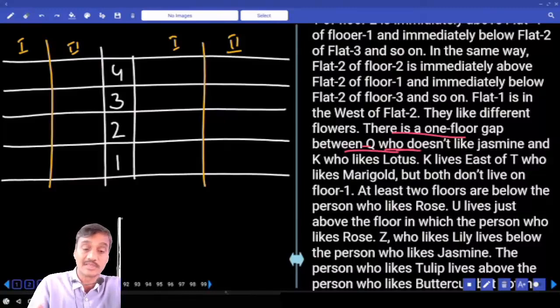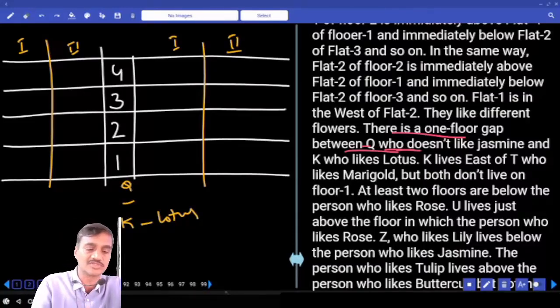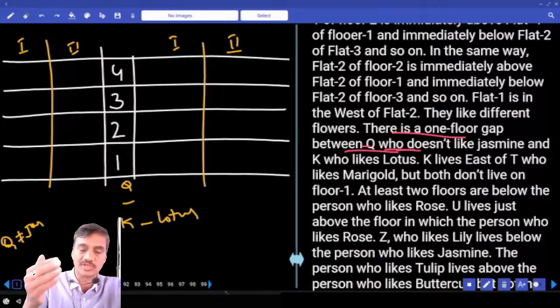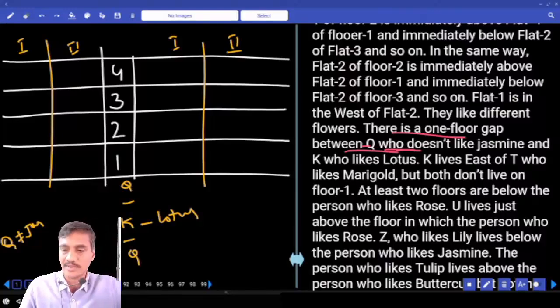Okay, K like lotus అన్నాడు. And K likes lotus, between K and Q there must be exactly one floor. అంతే కదమ్మా. And Q who does not like jasmine. Now Q does not like jasmine. Now Q can be above or Q can be below. Two different possibilities. And next one, K lives east of T అన్నాడు.